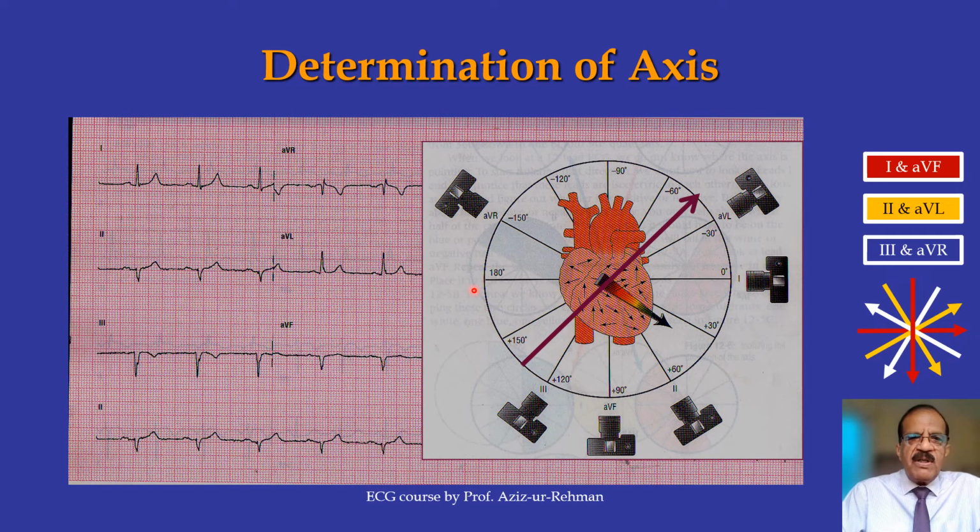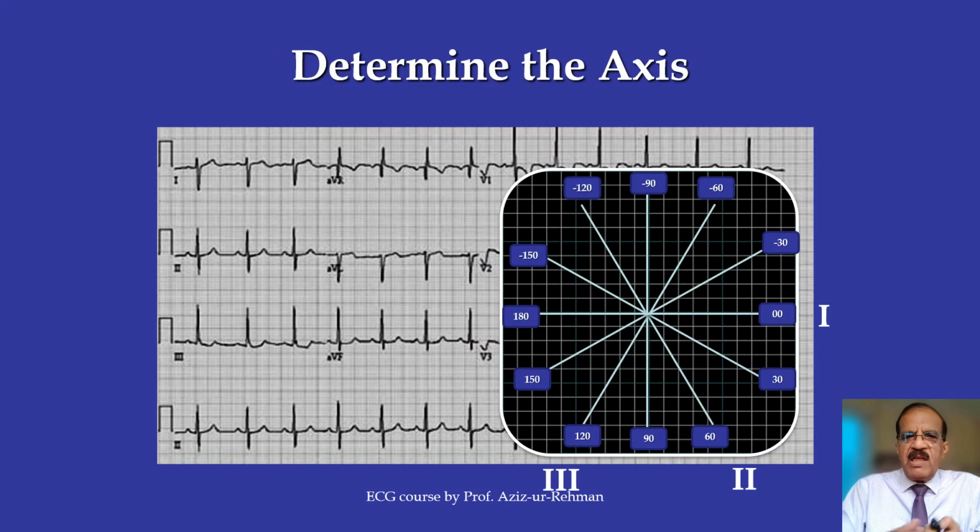Now let's proceed further. Now this is method number 2. I think, let me say that this may be easier. Now this is a different principle. The basic physics is the same, but there's another approach. This is that picture. I have drawn this for you, and this is 0, 30, 60, 90, 120, 150, 180, and you all know which leads represent which one.